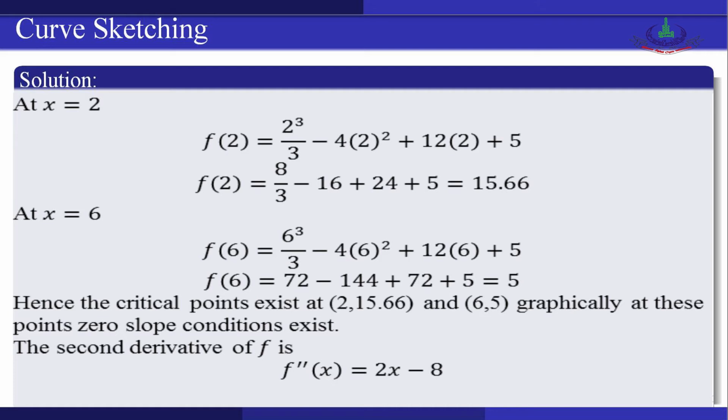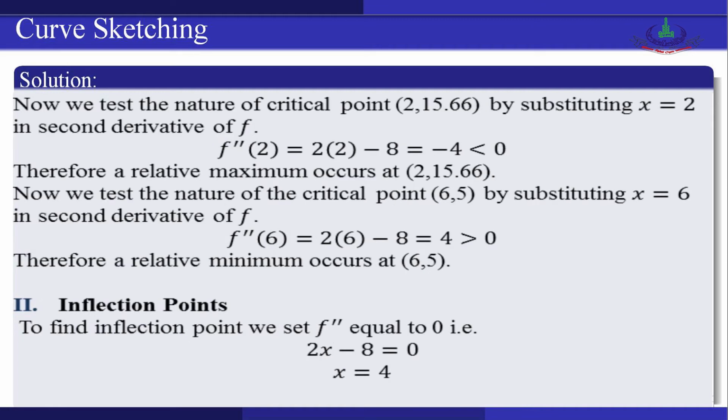The second derivative of f is given by f double prime of x, and it is equal to 2x minus 8. Now we test the nature of critical point (2, 15.66) by substituting x is equal to 2 in the second derivative of f. So we get f double prime of 2 is equal to 2 into 2 minus 8, that is equal to minus 4, which is negative. Therefore, a relative maximum occurs at the point x equal to 2.